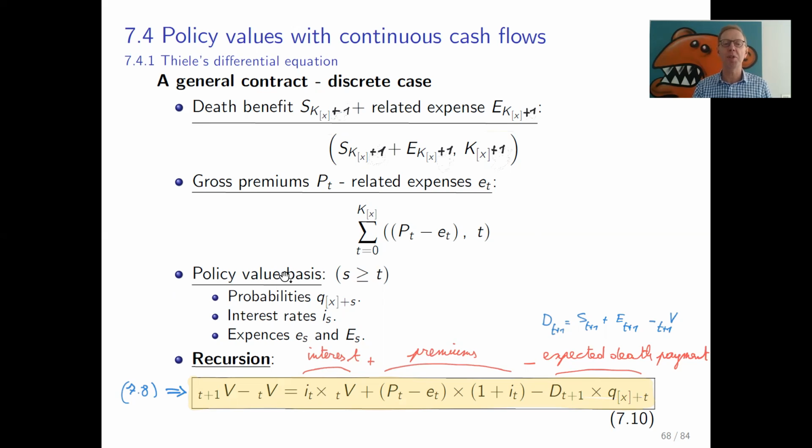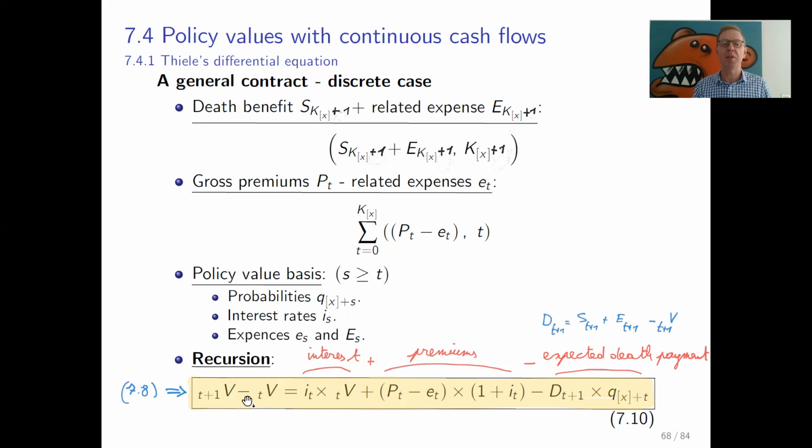Let us assume now that we have arrived at time t and that the policy value basis is expressed by these three assumptions. The probabilities for any s larger than or equal to t are q_{x+s}. The interest rate in year s to s+1 is i_s, and the expenses are e_s and E_s. Then from 7.8 we can find the following recursion.